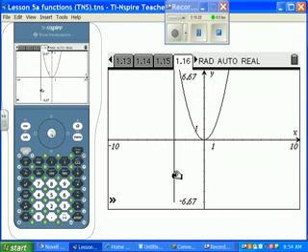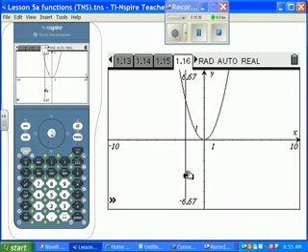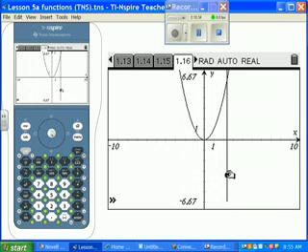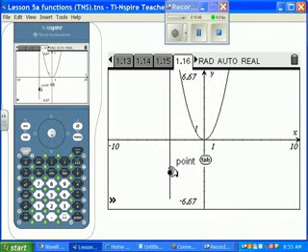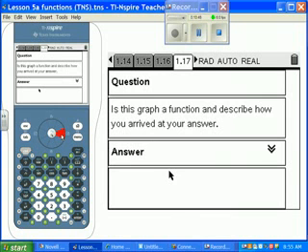Yeah. Why do you say yes? Passes the vertical line test. Yeah, passes the vertical line test. This vertical line doesn't pass through the graph more than one time at any place. Does that make sense to everybody? Yeah. Good. Go to the next page.